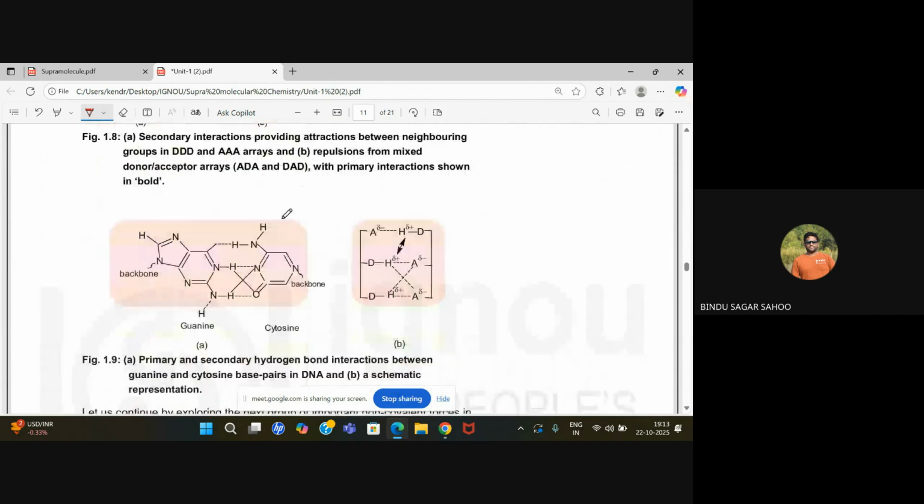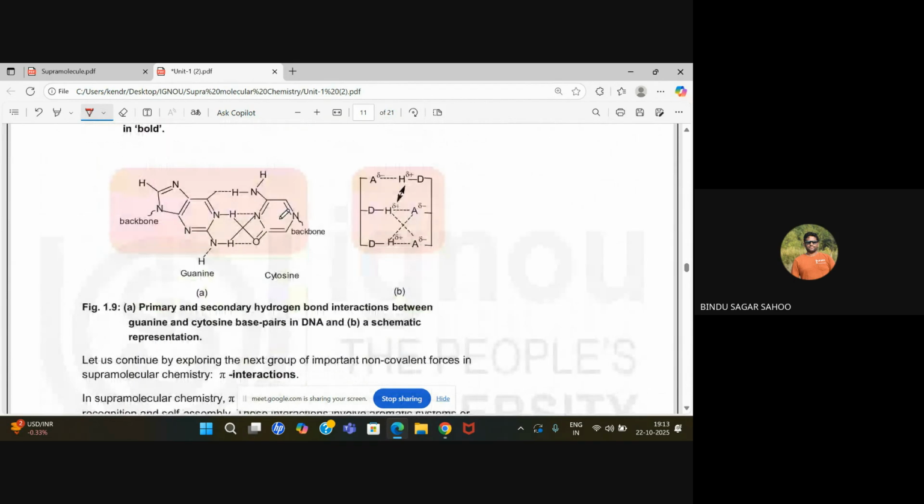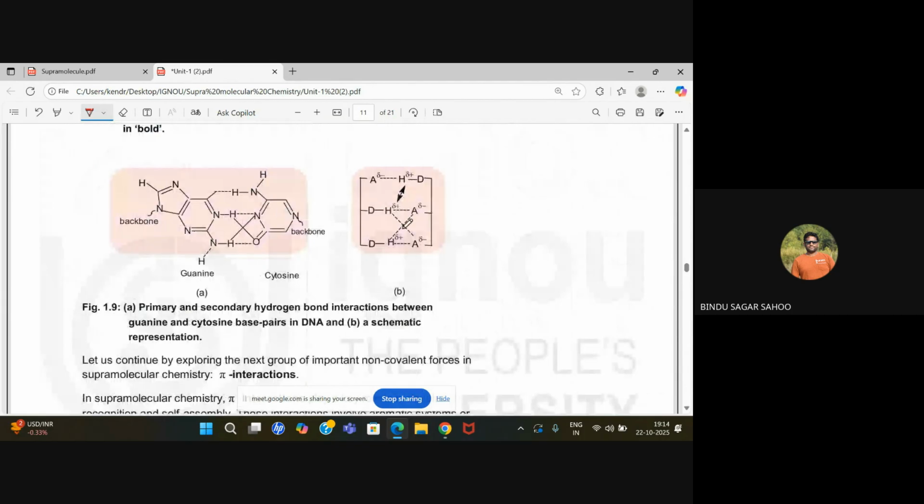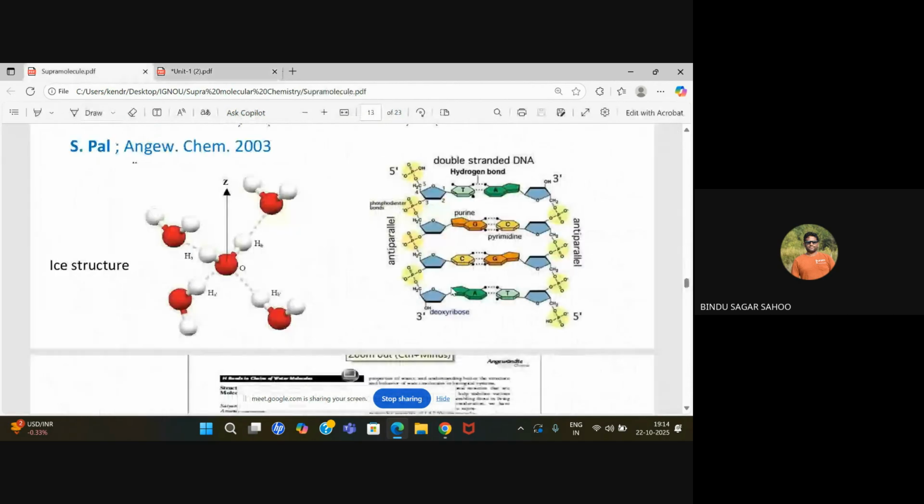So these types of primary hydrogen bond and secondary hydrogen bond interactions are also found in our base pairs, in DNA also. You know, these bases A, T, G, C will make hydrogen bonds between them. Sometimes they will make two hydrogen bond interactions, sometimes three. Sometimes they will make primary and sometimes secondary interactions also. You can see this clearly here in double stranded DNA.